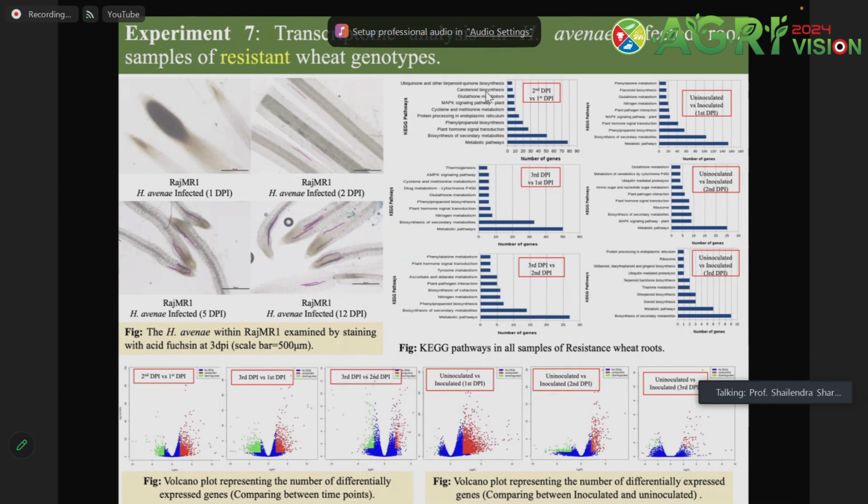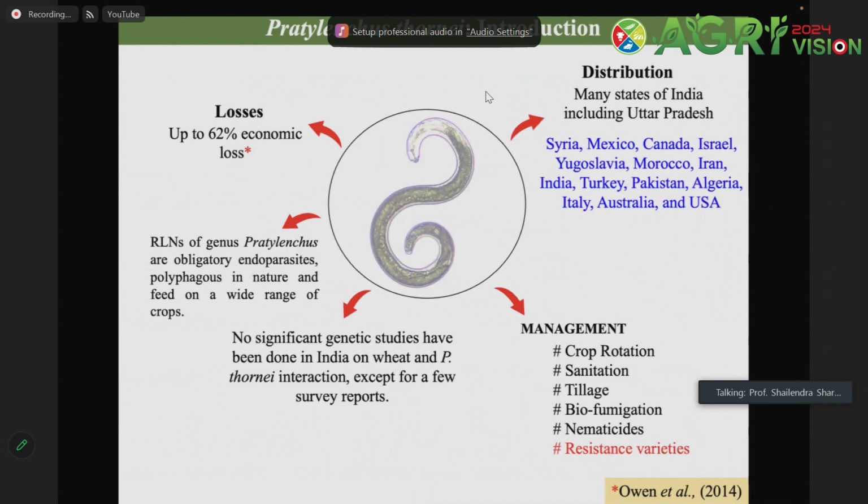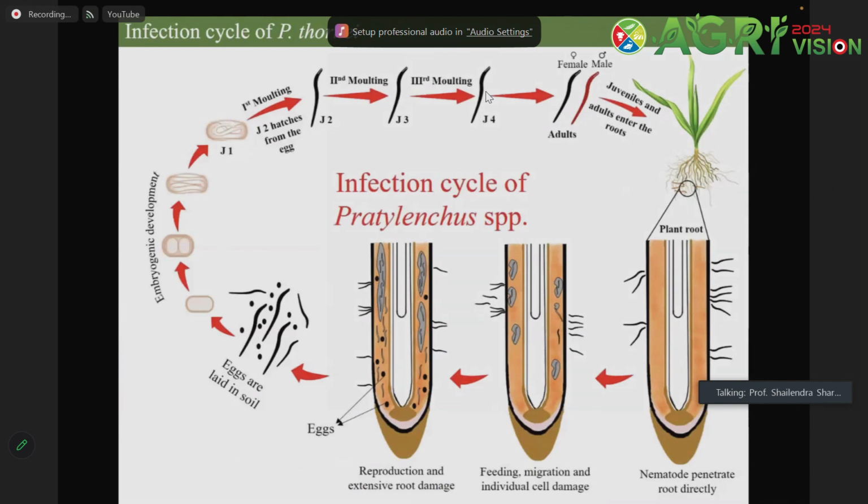The other nematode that we are working on is Pratylenchus thornei. There are not many genetic resources available, especially in wheat. It can cause up to 62 percent yield loss in places like Yugoslavia and Morocco. Again, the story is the development of resistant varieties. In the previous nematode, Heterodera avenae, there is formation of a cyst, but in this case there is no cyst formation. It's a moving, migratory nematode. This cartoon shows the penetration of the root by the nematodes.